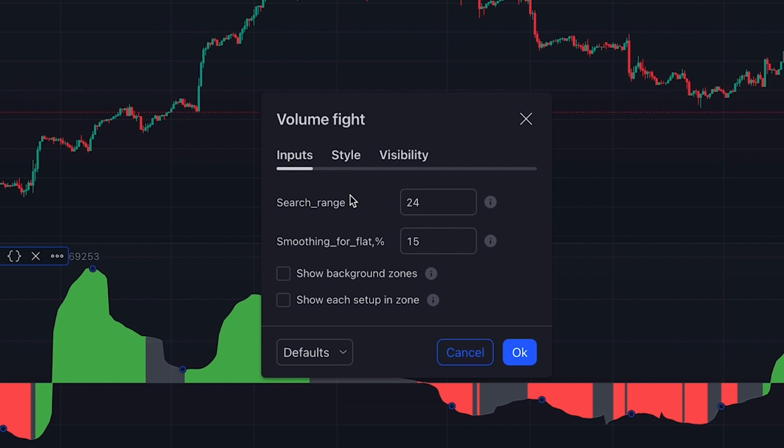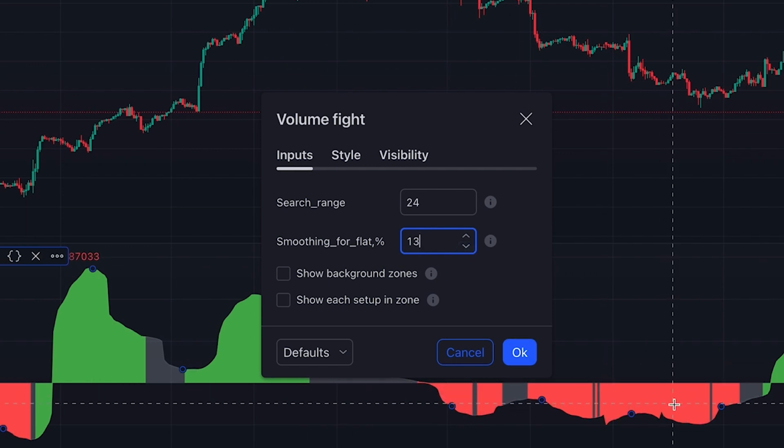There is also a setting for smoothing of the flat part, the gray part, which reduces false signals. The value is actually a percentage, which the difference between the forces of bullish and bearish volume is benchmarked with this percentage. If the difference is less than 15%, the zone is considered flat and it's displayed in gray color. So if we increase the percentage for smoothing, we will have more flat parts, and if we decrease the percentage for smoothing, we will have less flat parts.